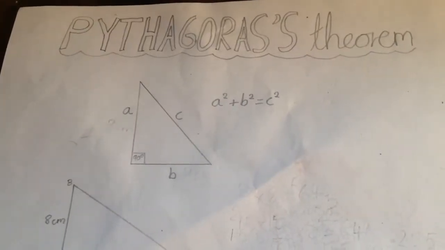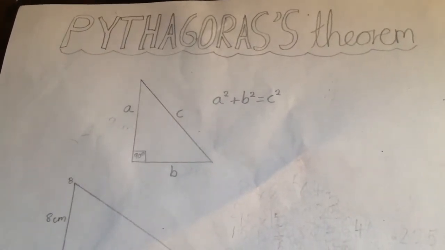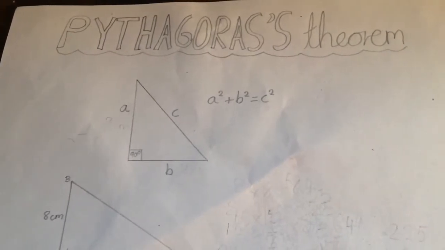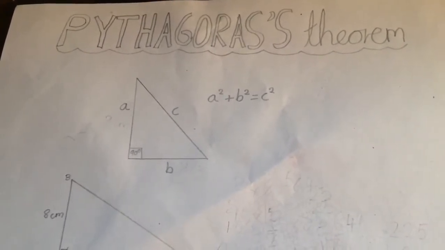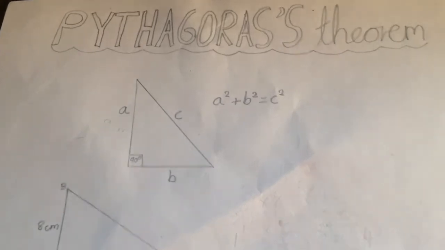Pythagoras' theorem states that for all right-angled triangles, the square on the hypotenuse is equal to the sum of the squares on the other two sides. An equation to put this simply is a squared plus b squared equals c squared.